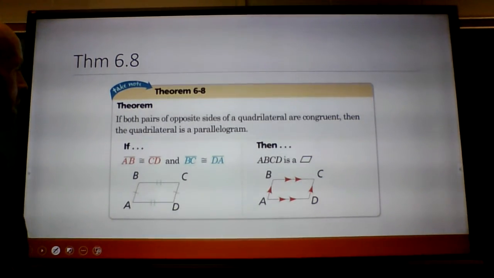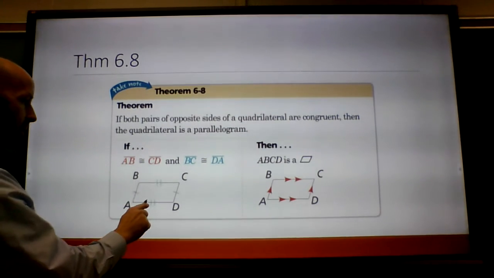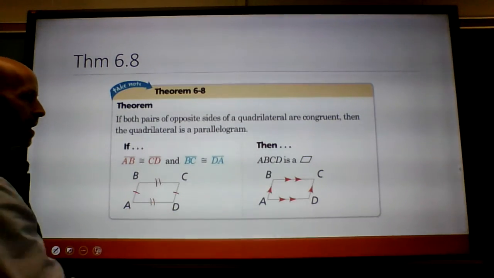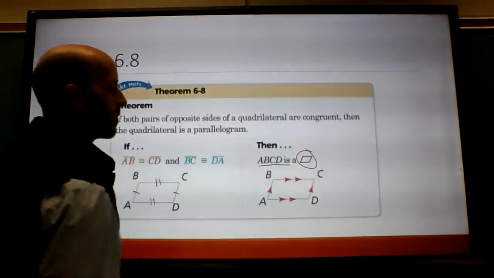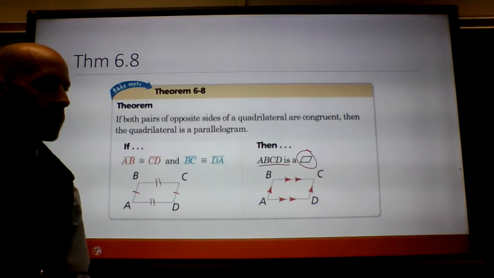So here's the first one. It says if both pairs of opposite sides of a quadrilateral are congruent, then the quadrilateral is a parallelogram. So if this side's congruent to this side and this side's congruent to that side, then we can conclude it's a parallelogram. By the way, this is the symbol again for a parallelogram. That theorem would have been very handy on our first little proof.